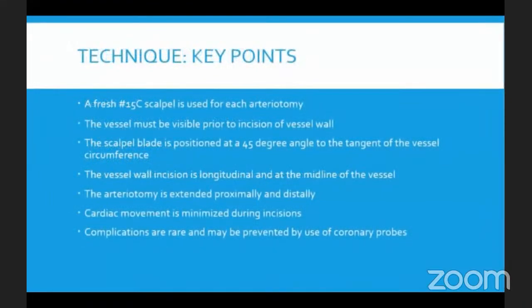A fresh number 15 coronary scalpel blade should be utilized for each separate arteriotomy. Prior to creation of the arteriotomy, the vessel should be visible without being obscured by overlying tissue. The scalpel blade is positioned at a 45-degree angle to the tangent of the vessel circumference, and the incision is made longitudinally at the midline of the vessel. The incision is then extended proximally and distally to accommodate the bypass conduit.